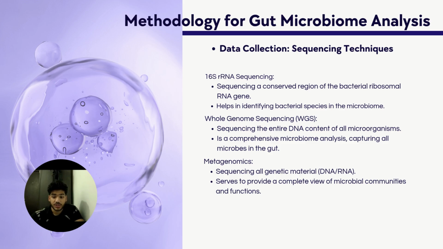Whole genome sequencing (WGS) takes a broader approach by sequencing all DNA in the sample, capturing bacteria, viruses, fungi, and other microorganisms. This gives a more complete picture of the microbiome, revealing deeper insights into its role in health and disease. Metagenomics goes further by including both RNA and DNA. It allows us to analyze microbial functions and gene expression, showing not only which microbes are present, but also what they're doing in the body, such as helping with digestion or influencing disease.